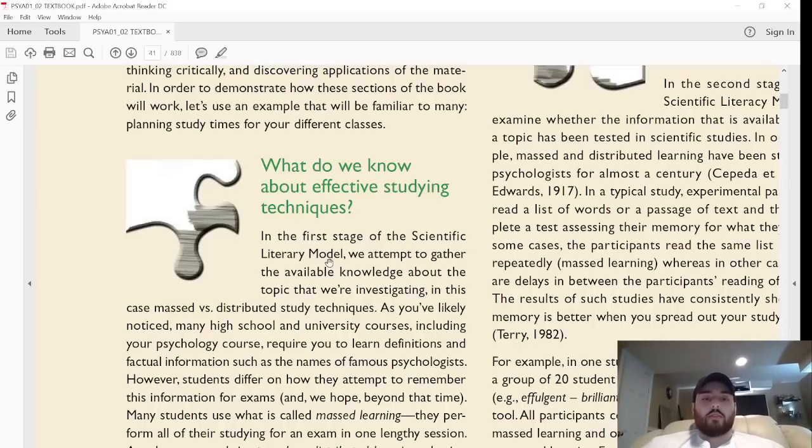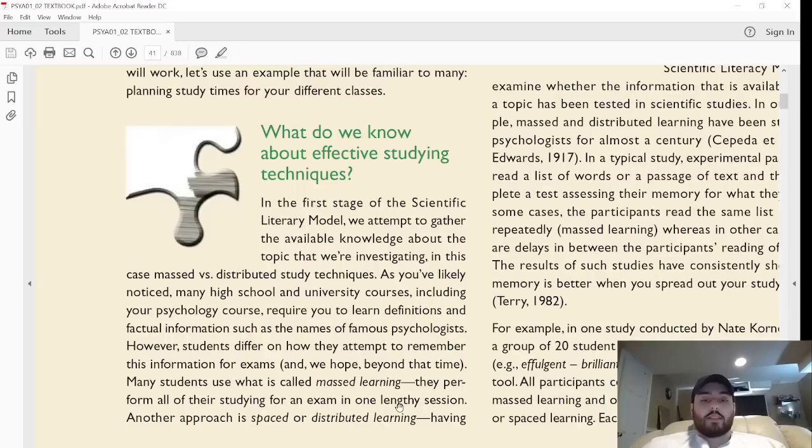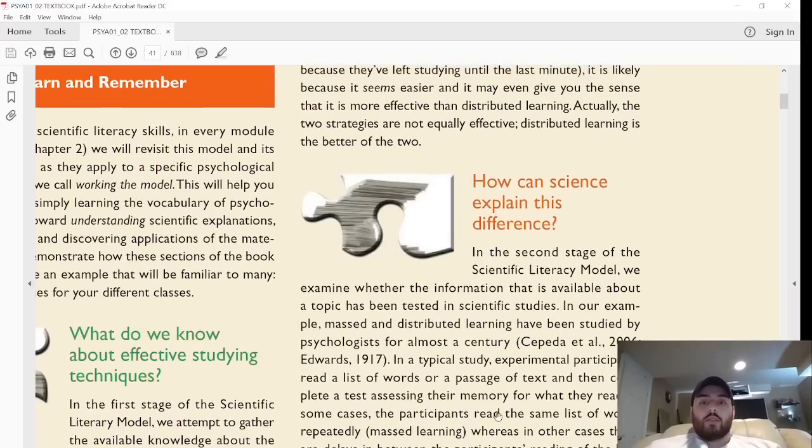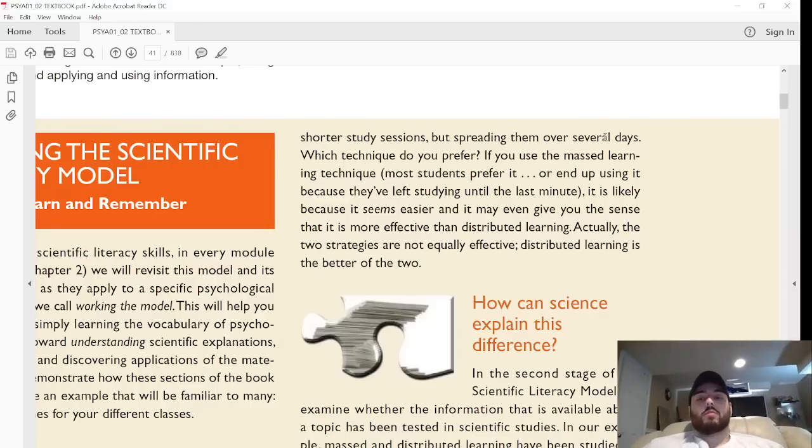In the first stage of the scientific literacy model, we attempt to gather the available knowledge about the topic that we're investigating, which in this case, as I've already mentioned before, is massed versus distributed study techniques. As you've likely noticed, many high school and university courses, including your psychology course, require you to learn definitions and factual information, such as the names of famous psychologists. However, students differ on how they attempt to remember this information for exams, and we hope beyond that time. Many students use what is called massed learning. They perform all of their studying for an exam in one lengthy session. Another approach is spaced or distributed learning, right? Which is having shorter study sessions but spreading them over several days.